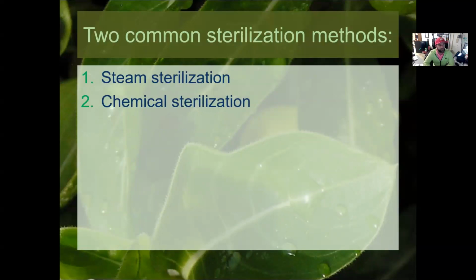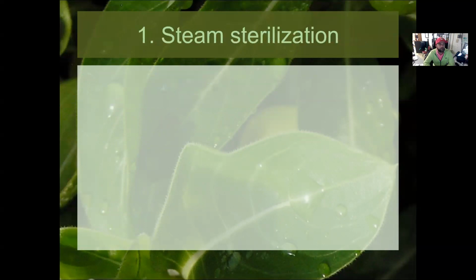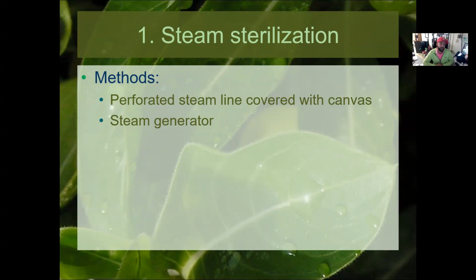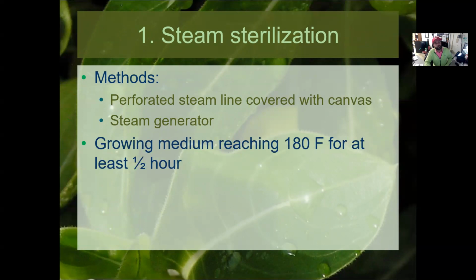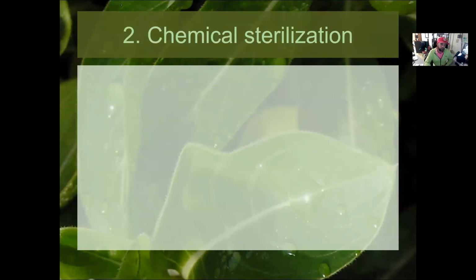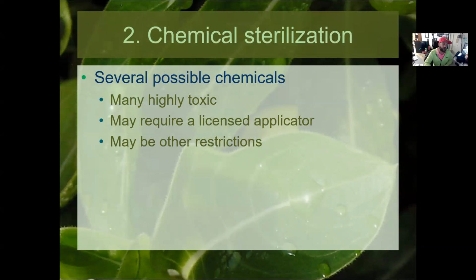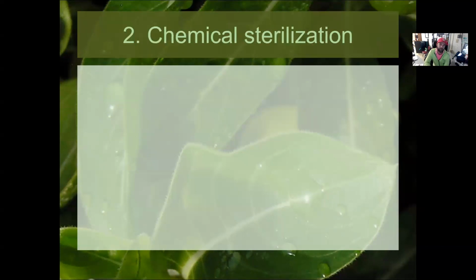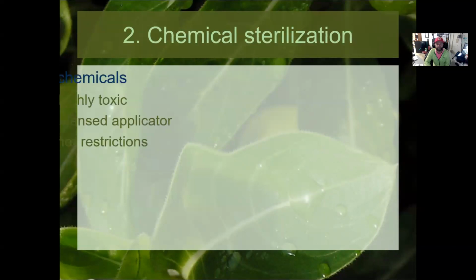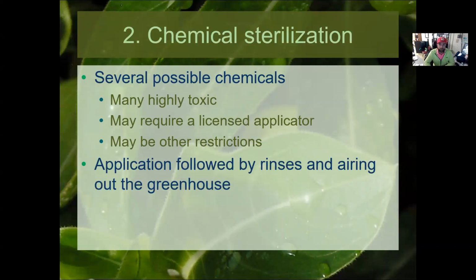We have steam sterilization and chemical sterilization. Steam sterilization is a perforated steam line covered with canvas. It's a steam generator, with the growing medium reaching 180 degrees Fahrenheit for at least a half hour. Whenever you reach that, that means you're sterilizing the material. In chemical sterilization, there are several possible chemicals. Many are highly toxic, may require a pesticide license from your respective state, and may have other restrictions. So if you can, I would definitely recommend steam sterilization over chemical sterilization, but it depends on what you have available and what the cost is.